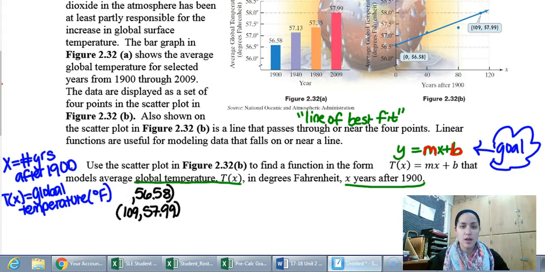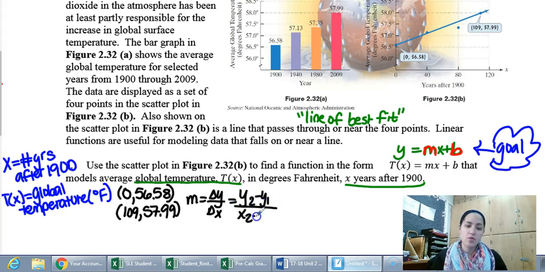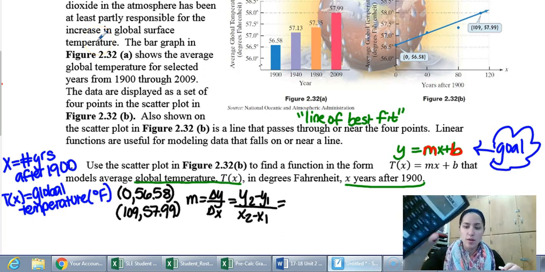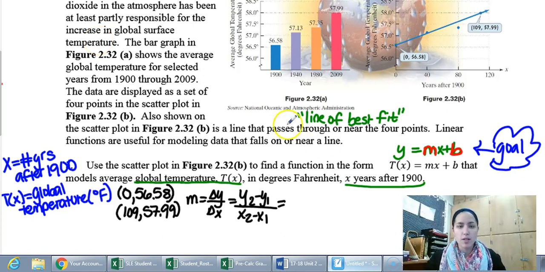So if you could press pause on your video right now and actually calculate that slope by yourself, I'll just help you out in case you need the formula. Change in y divided by change in x equals y2 minus y1 divided by x2 minus x1. So press pause, you calculate the rate of change, and I will, and then we will compare our answers. So using your calculator, make sure you take it out. We are going to be doing in the numerator 57.99 minus 56.58 all divided by 109 minus 0.